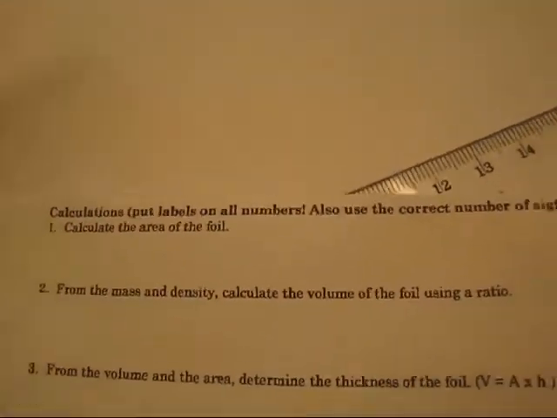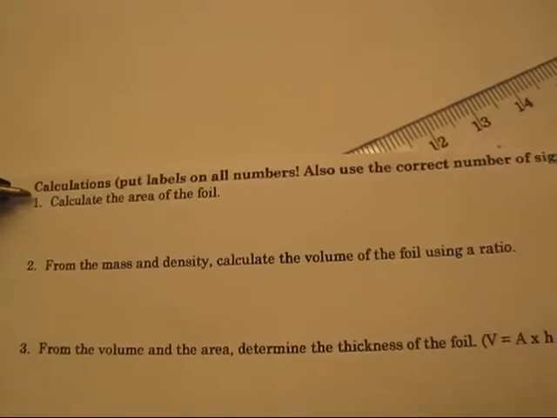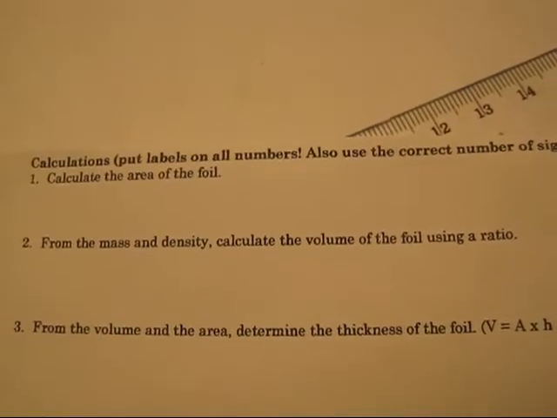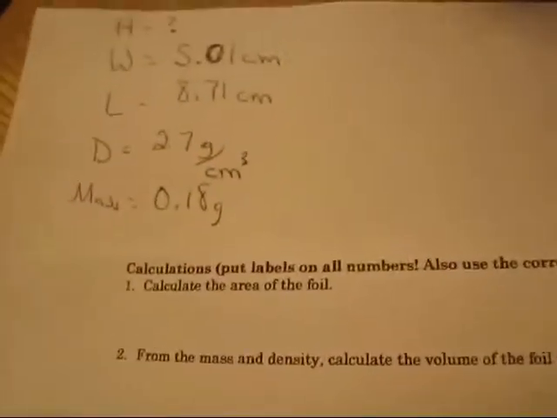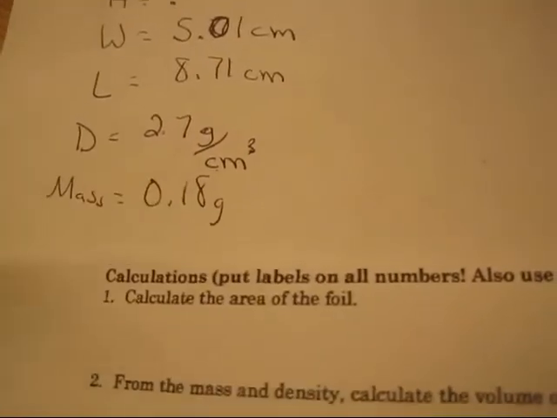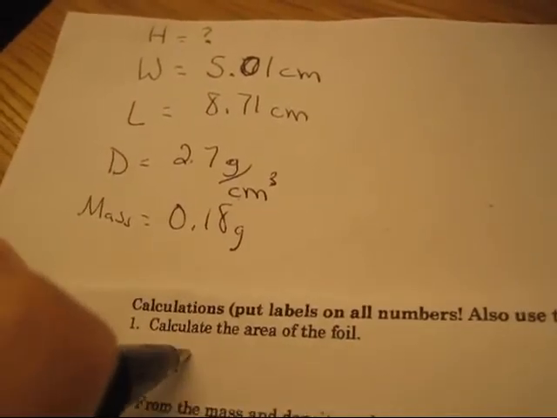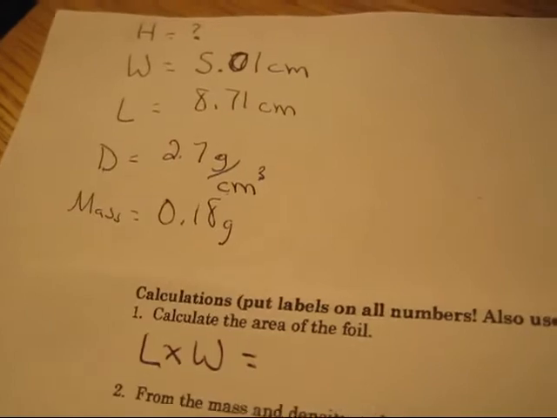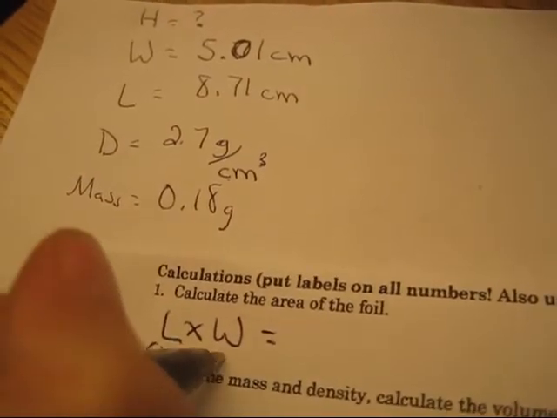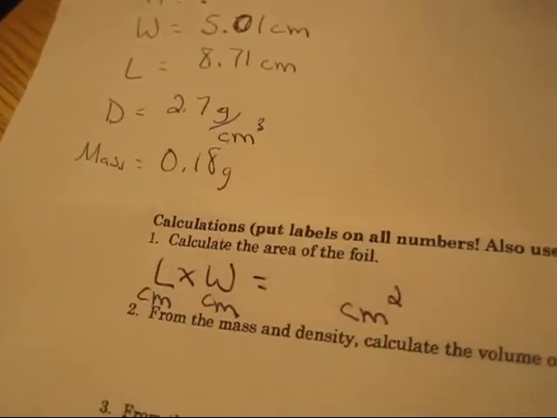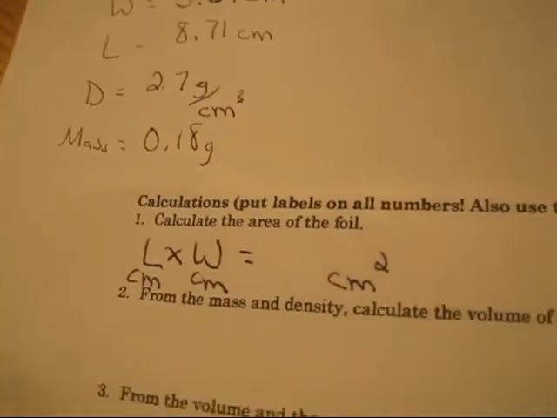Okay, so number one on the handout that you got, or some of you got on Friday, some periods didn't get to this at all. I want you to copy this. Number one, calculate the area of the foil. Right underneath, you're going to copy the question, and how would we calculate the area? Well, area is length times width. And because this is centimeters and this is centimeters, this is going to be centimeters squared. So you'll solve for that yourself, length and width.